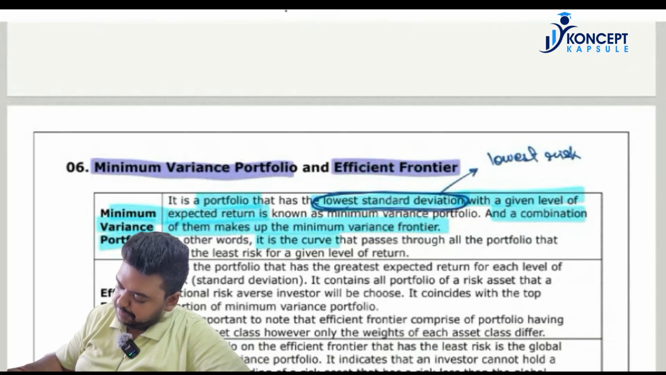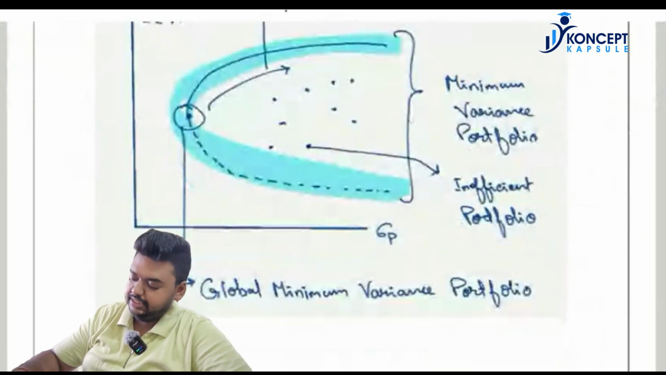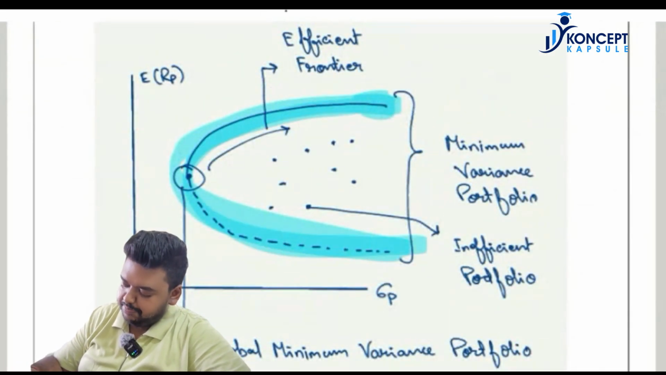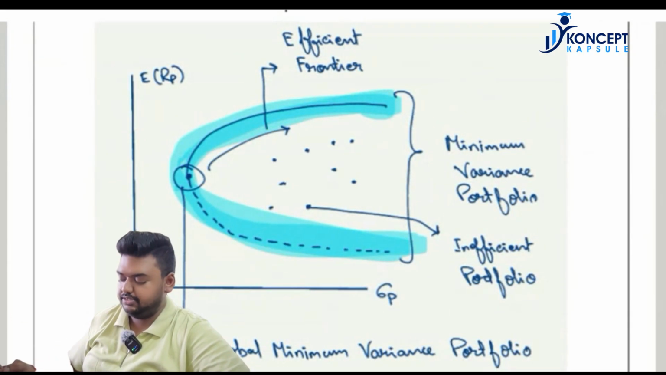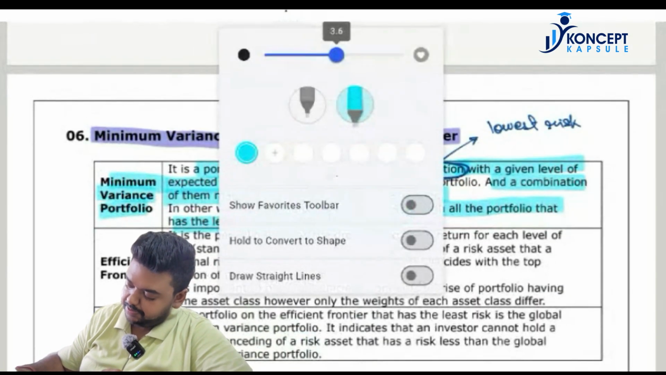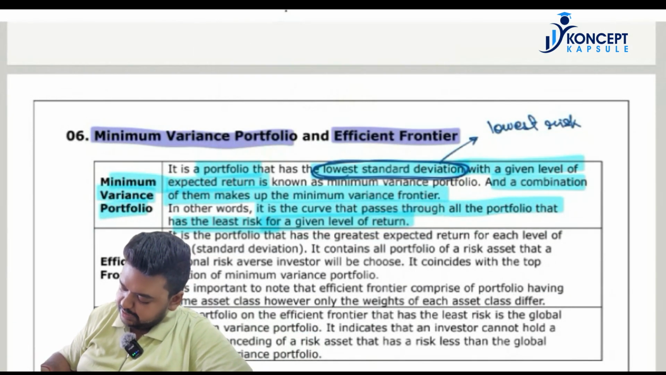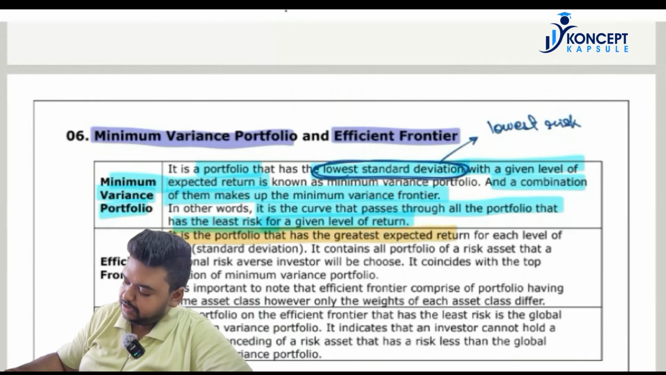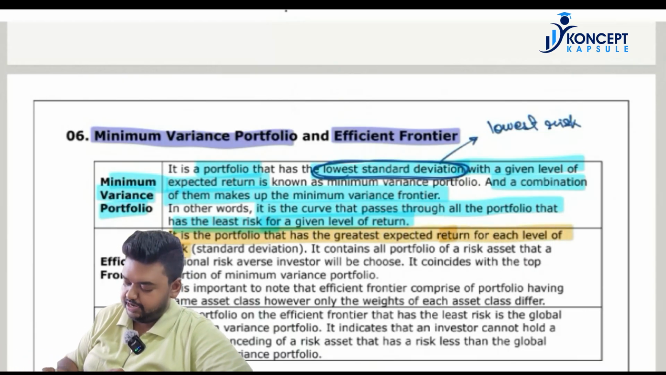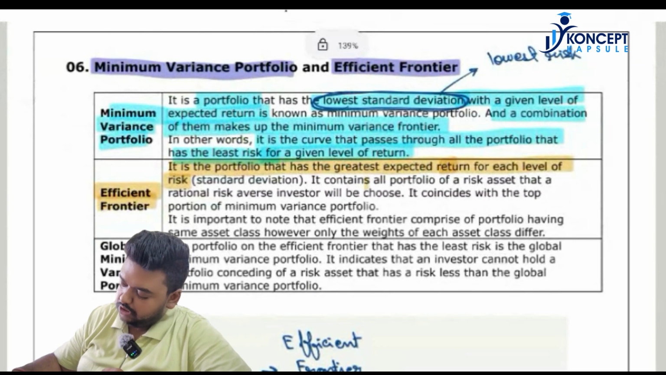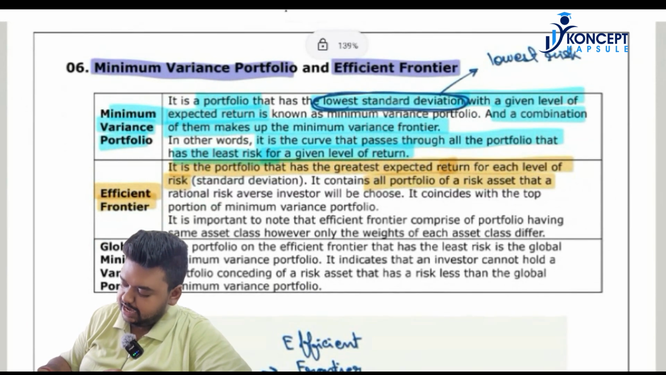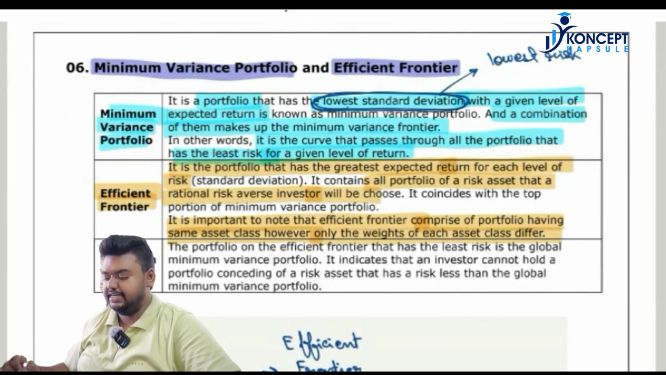It is a curve that passes through all the portfolios that have the least risk for a given level of return. It is the portfolio that has the greatest expected return for each level of risk, the efficient frontier. It contains all the portfolios of risky assets that a rational risk-averse investor will choose. It is important to note that the efficient frontier comprises portfolios having the same asset class. However, only the weights of each asset class differ.